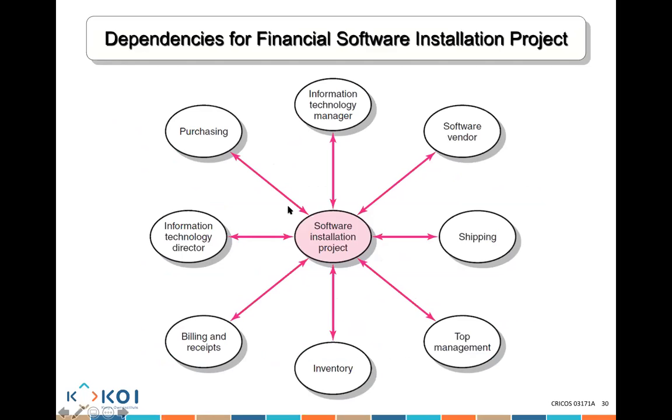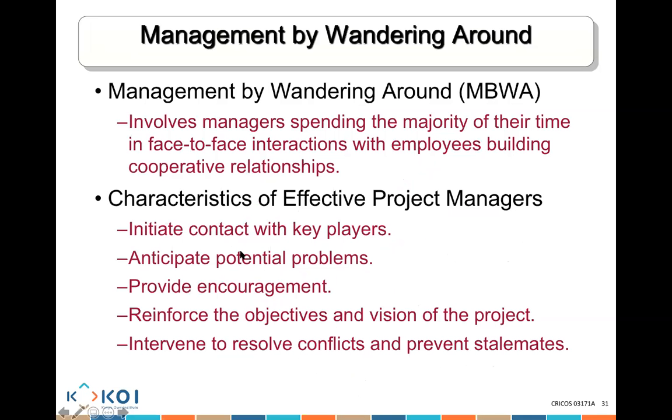In a software installation project, for example, there's a project manager, software vendor, shipping company, top management, inventory team, billing and receipts team, inventory and technology director, purchasing team. All of these people are your stakeholders. They're not all going to need the same thing. And it is your job to know how you are going to deal with all of those people in a way that will lead them to receive what they need and be happy to interact with my project.